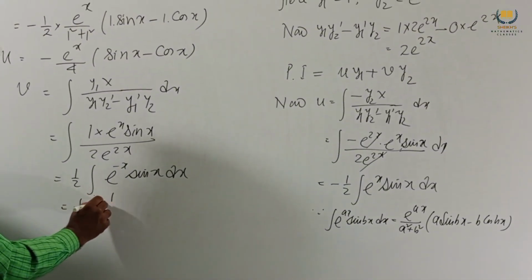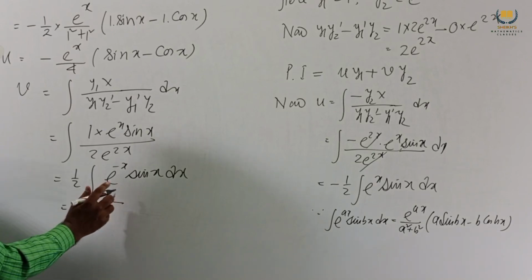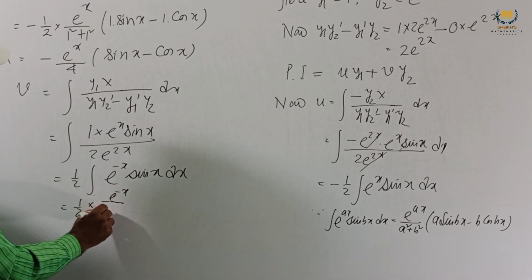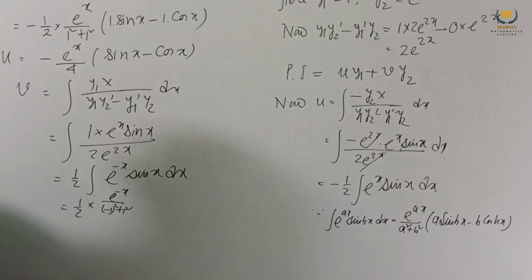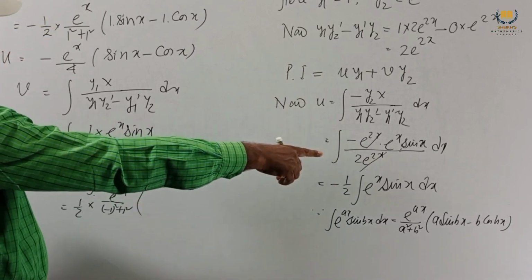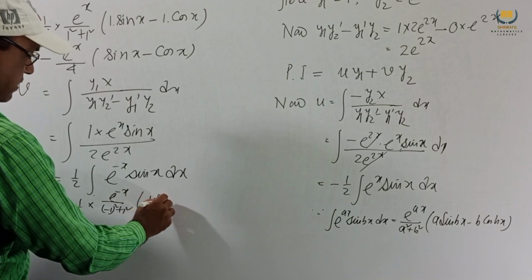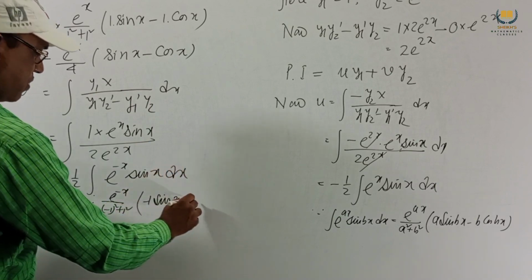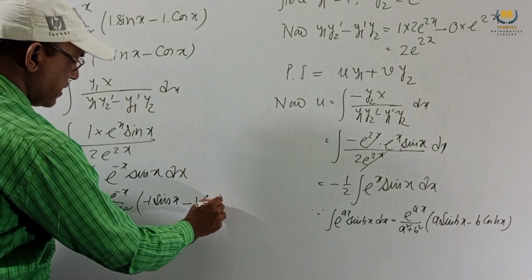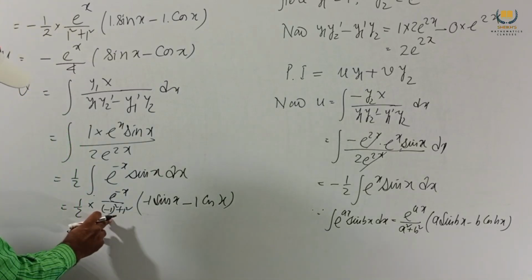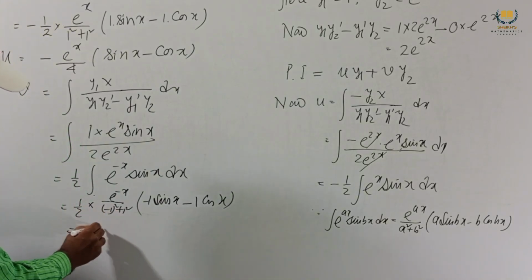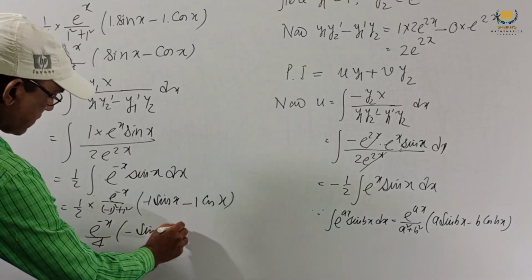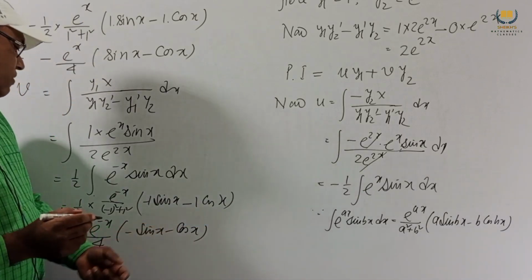1 by 2 into e to the power minus x by (minus 1) square plus 1 square, and this is a sin bx, a means minus 1, bx means x, minus b means 1, and cos bx means x. So ultimately we get 1 square plus 1 square is 2, so e to the power minus x by 4 into (minus sin x minus cos x). We get this, this is our v.